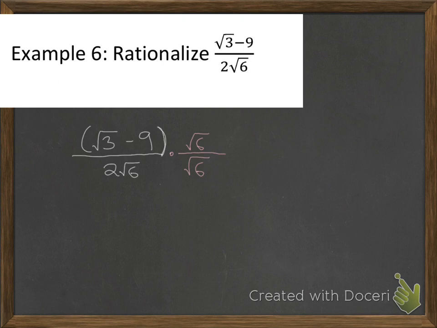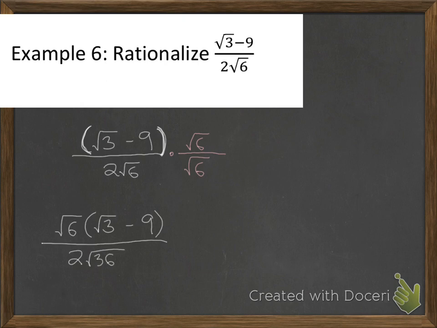Again, notice that I took the extra effort of putting parentheses around the numerator. The reason I have to do this is because both square root of 3 and 9 have to be multiplied by the square root of 6. Okay, in the denominator, I have 2 times the square root of 6 times the square root of 6. In other words, I have 2 times the square root of 36. Okay, so let's go ahead and multiply. I have the square root of 6 times 3 minus 9 times the square root of 6. In the denominator, I have 2 times the square root of 36, which is just 2 times 6.